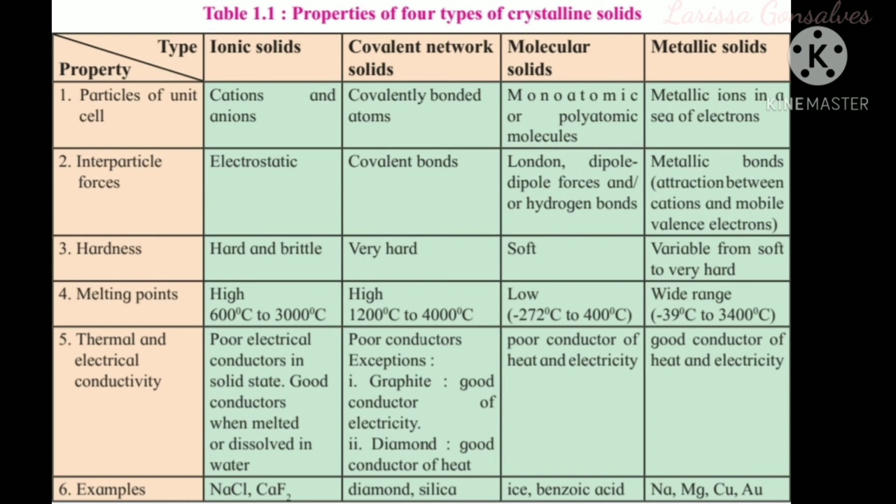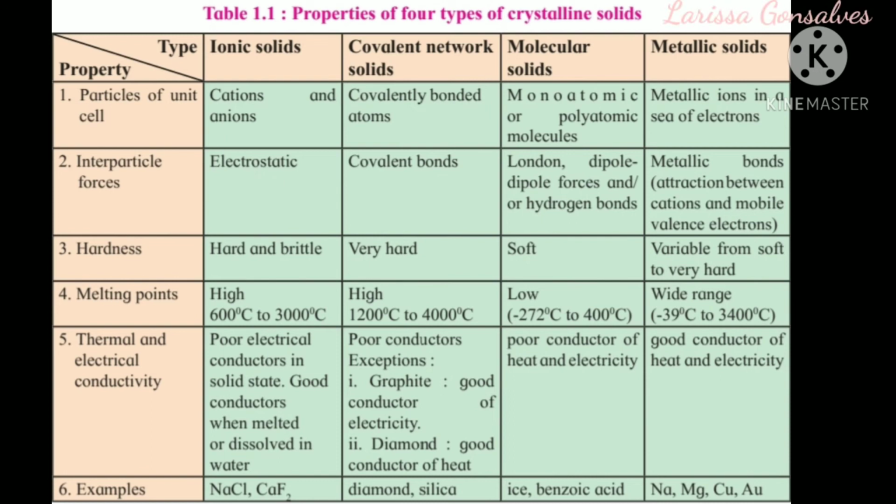Next property is regarding the melting point. It is high for ionic solids in the range of 600 degrees Celsius to 3000 degrees Celsius. For covalent network solids, the melting points are high in the range of 1200 degrees Celsius to 4000 degrees Celsius. For molecular solid, it is low, ranging between minus 272 degrees Celsius to 400 degrees Celsius. And metallic solids have a wide range for melting points, starting from minus 39 degrees Celsius to 3400 degrees Celsius.